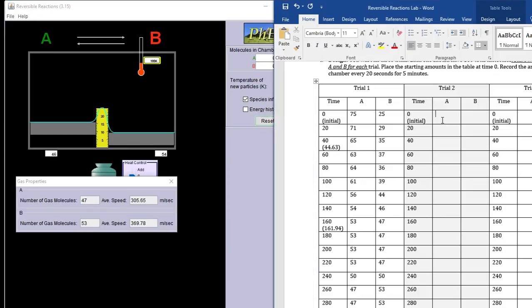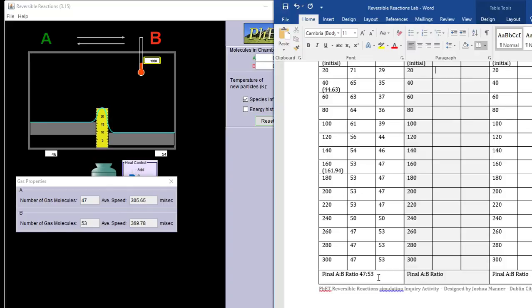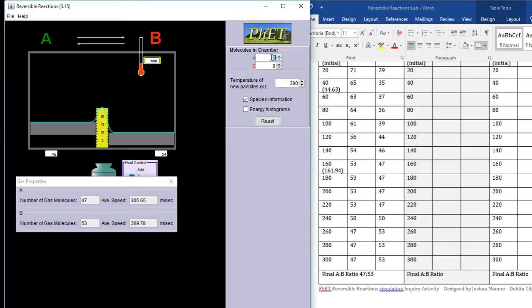So for this one, I'm going to choose 25, 75. And the question is, are we going to get the same ratio at the end, or are we going to get a different one? So I'd want to set this to 2. Oh, pause that. Reset. Start. 25 to 75. And we'll start collecting again.